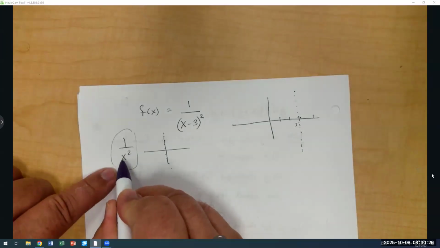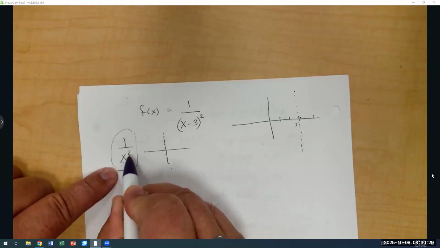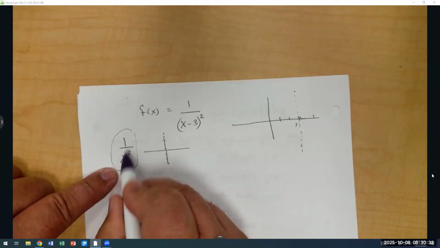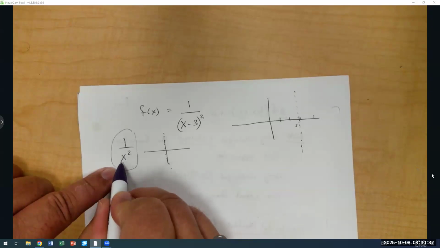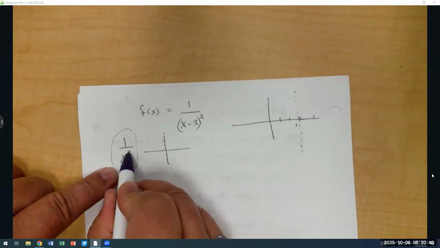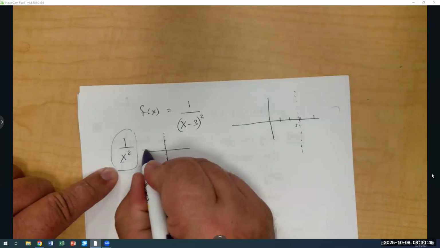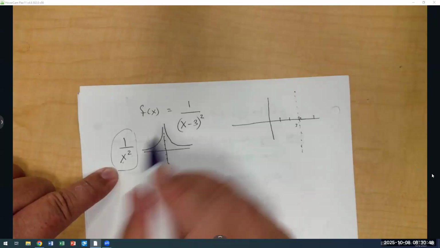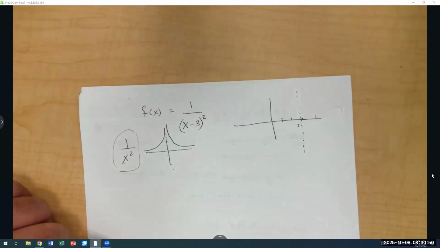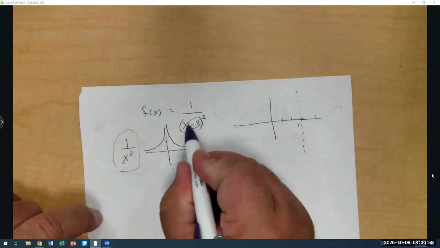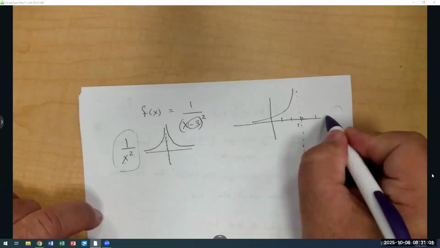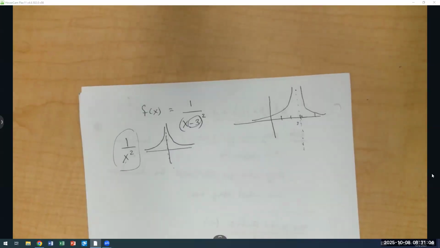Look at, if you put positive 2 in there, what do you get? Positive 2 squared is what? So you get 1/4. Is that positive or negative? Positive. If I put negative 2 in there, negative 2 squared is positive 4. It's still positive. So this graph looks like this. Had you memorized your library of functions? So since we move it 3 spaces to the right, our graph now looks like this. There's our picture.